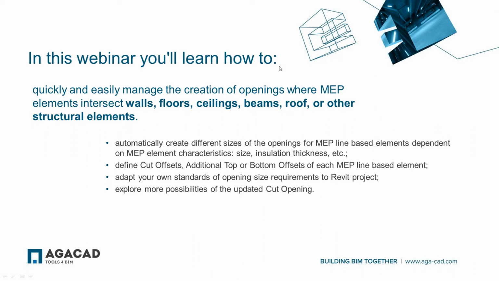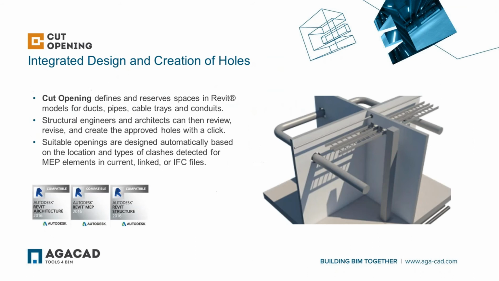As well, we will learn how to define cut offsets, additional top or bottom offsets for each MEP line-based element like ducts, pipes, cable trays, or conduits. As well, you will learn how to adapt your own standards of opening size requirements to the Revit project, and that will be done using the cut opening software. As well, we will explore more possibilities of the updated cut opening version.